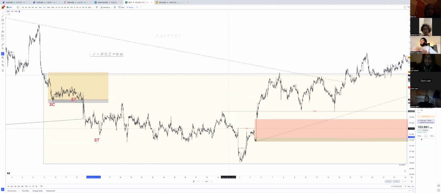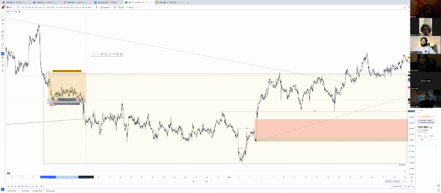Secondary test, I don't know what the B stands for. But let's go with what we teach in the course, which is the secondary climax. The ST is there as well, okay? Now, price then breaks down lower, taking out all of these guys, okay? And the trend continues down.